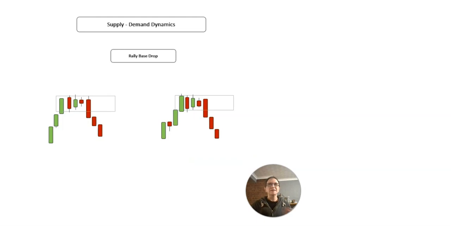Hello everyone, welcome back. This is another type of pattern that I like to illustrate. It's part of the supply and demand dynamics patterns. Well, obviously all of them are, but I like this. It's quite interesting because you can actually see where the supply overcomes the demand. I mean, look at that. This is obviously variations between the two.